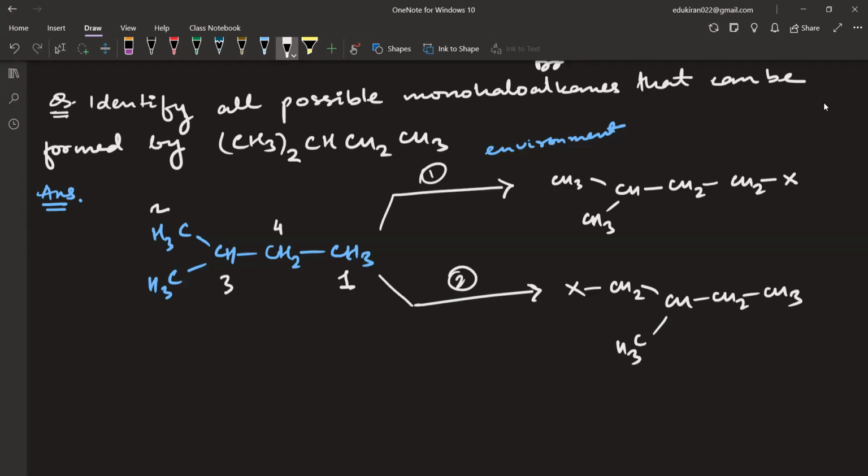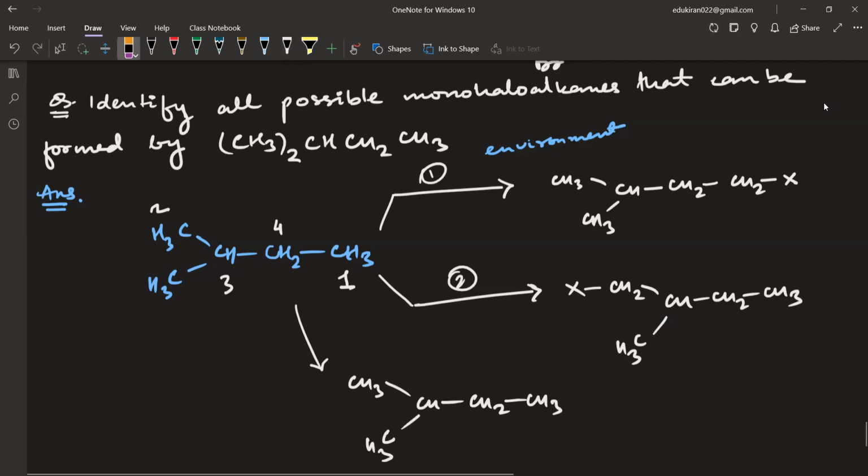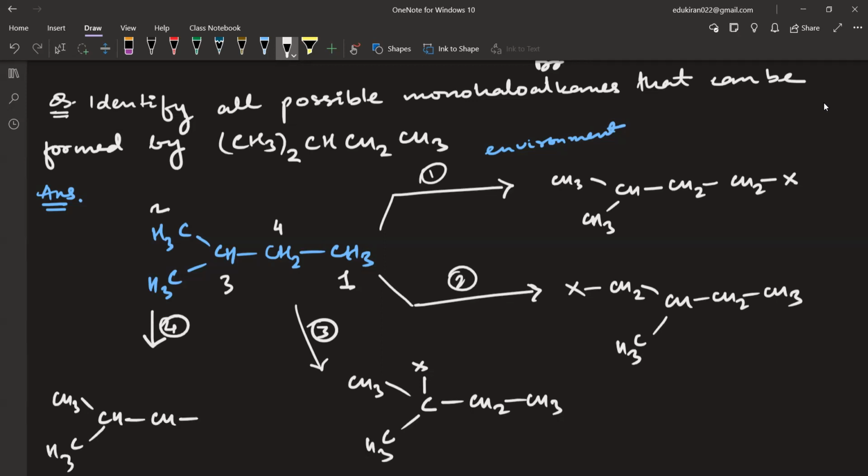We can do the same thing with the third carbon atom also, and again we'll be getting a different monohaloalkane. CH3, CH single bond, CH2, CH3 and CH3. So I will remove this hydrogen and add a halogen. And then we can do the same thing with the fourth one. This is for the third one. For the fourth one also, we will remove the hydrogen from there and add a halogen. CH3, CH, CH3, CH and CH3, and there will be a halogen atom. So these are the four. Now the number of different carbon atoms you have, that many monohaloalkanes are possible.